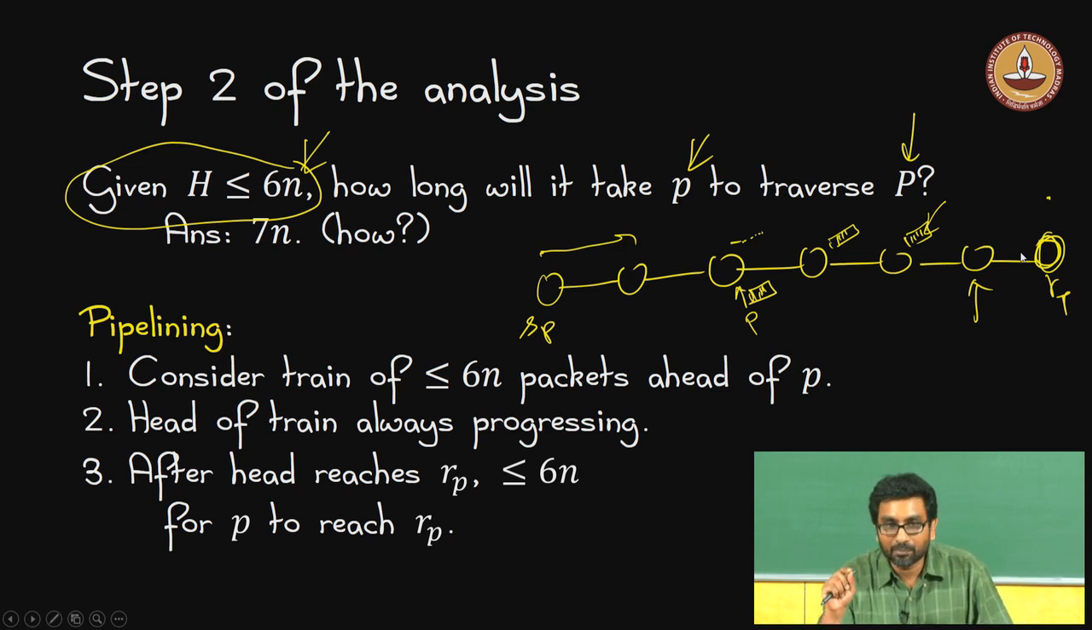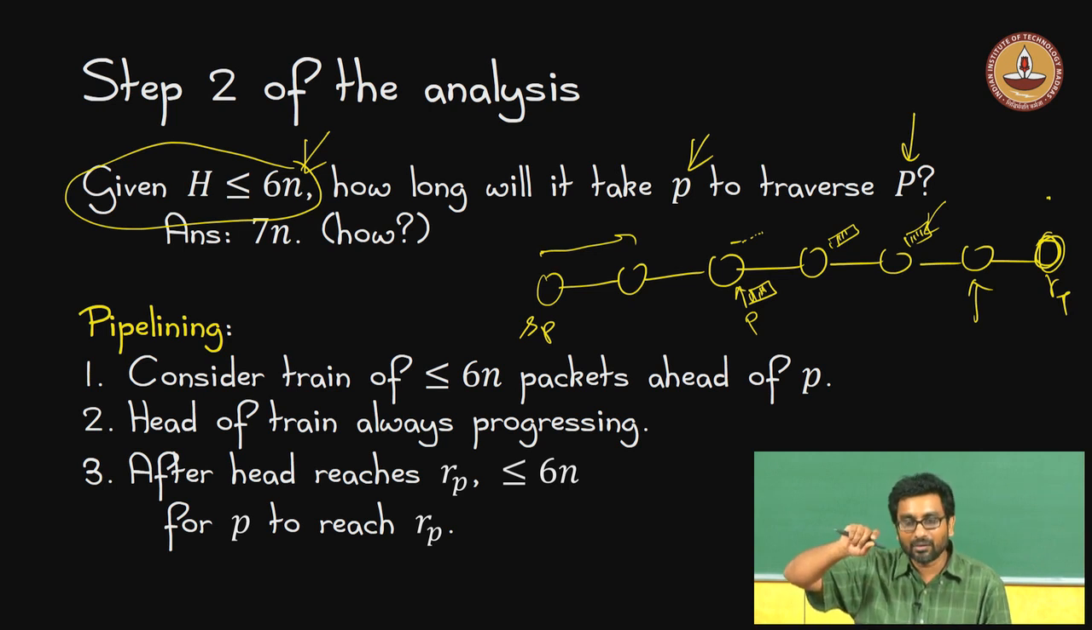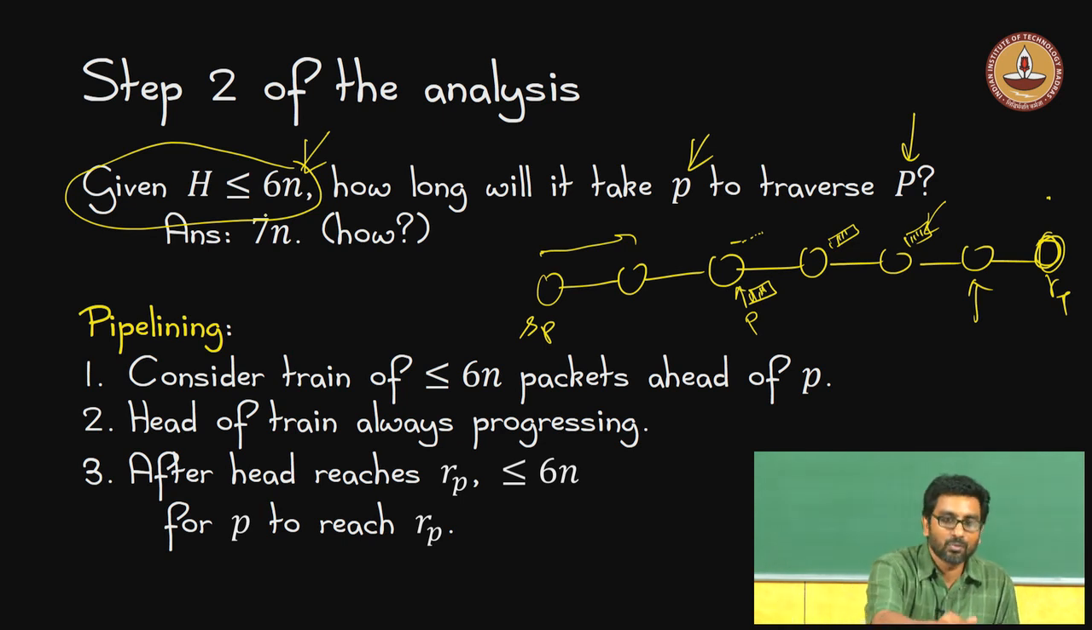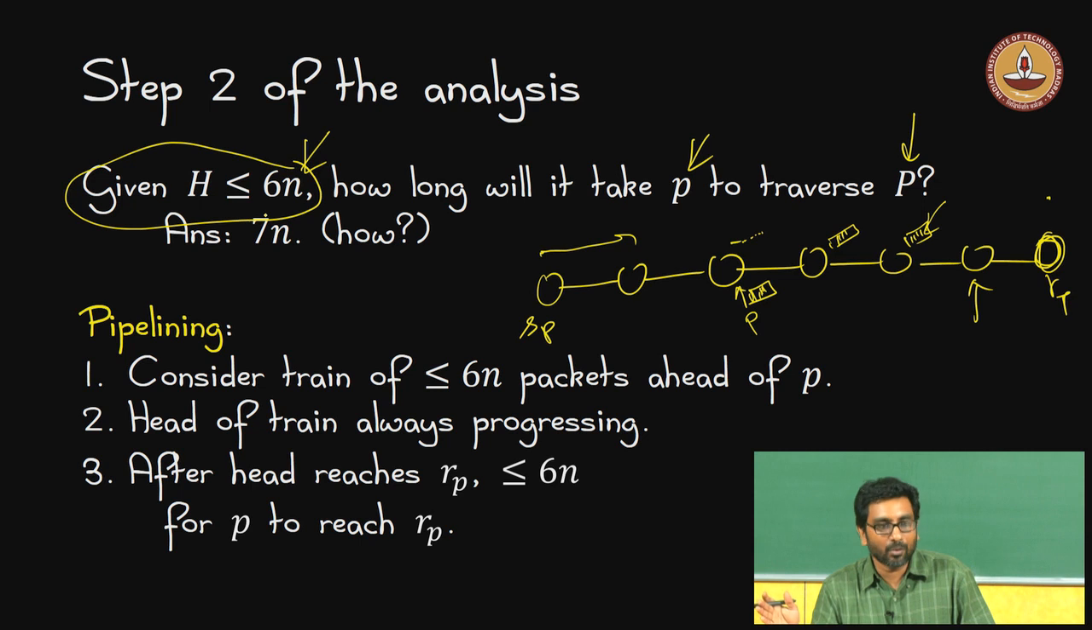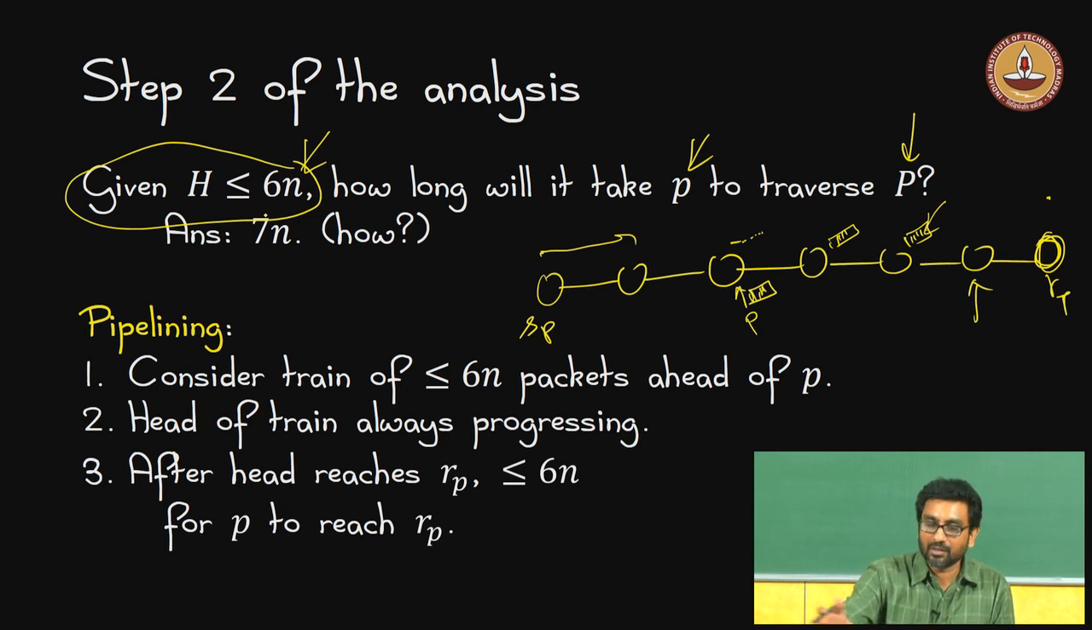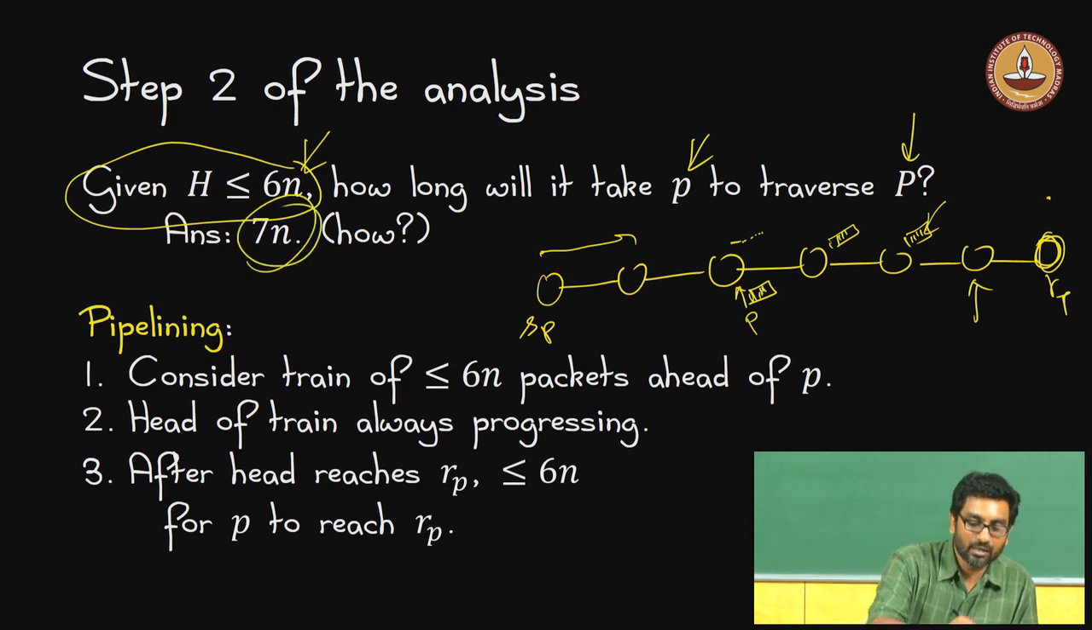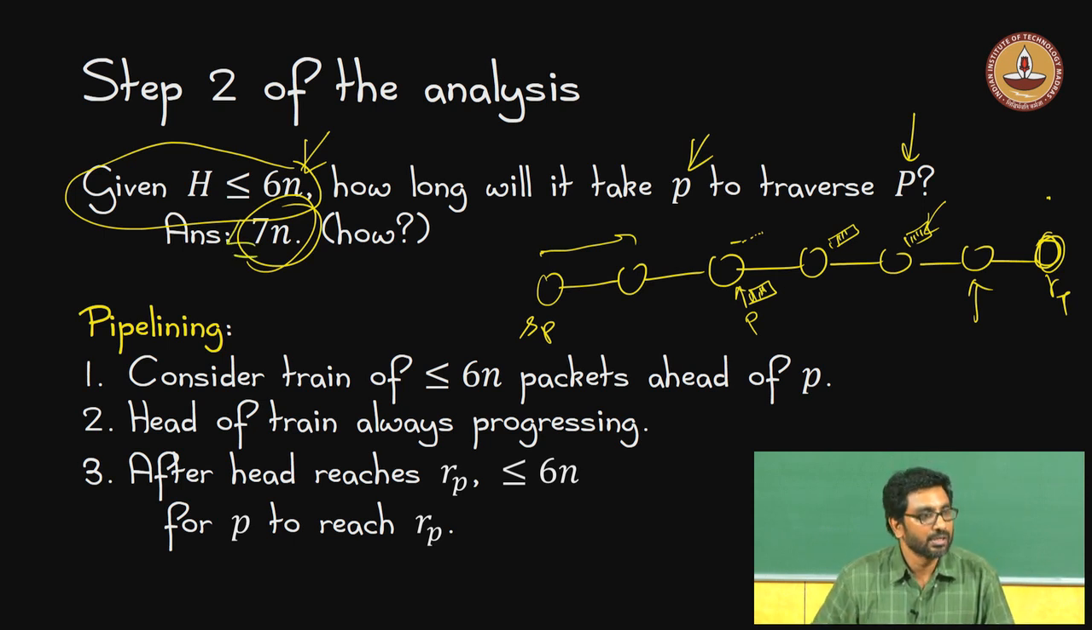After RP is reached by the head of the train, in every time step what will happen? At least one packet from the train is going to be knocked into RP. How many such packets can get into RP? At most 6n. And if that happens, at that point P would be able to enter RP. So it takes n rounds at most for the head of the train to hit RP, and then 6n rounds for the entire train to fall into RP. Is that argument somewhat clear? That establishes that in at most 7n rounds, your packet P is going to reach its destination.